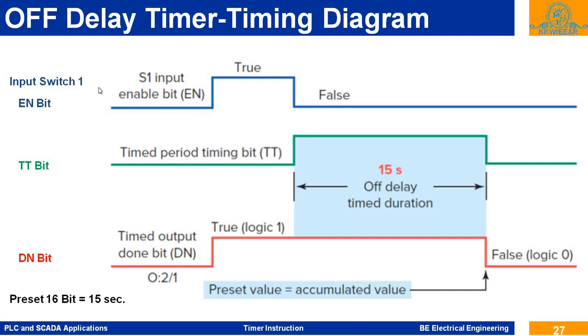Here we switch off the rolling mill. This lubricating pump is turned on when the rolling mill is turned on, and when the rolling mill is shut down, the lubricating pump is still on. After the preset value of the off delay timer, your lubricating pump is turned off. In this way, the off delay timer functions.